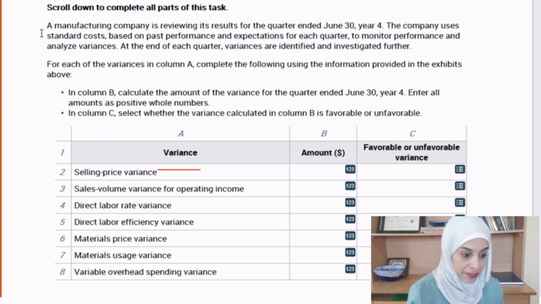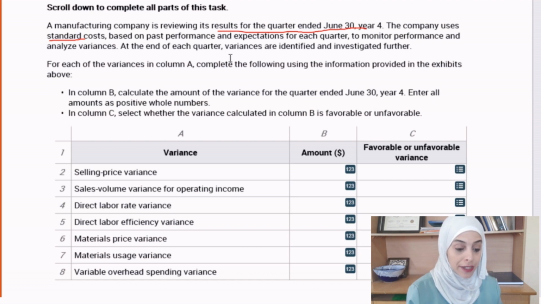A manufacturing company is reviewing its results for the quarter ended June 30, year 4. The company uses standard costs based on past performance and expectations for each quarter to monitor performance and analyze variances. At the end of each quarter, variances are identified and investigated further. For each of the variances in column A, complete the following using the information provided in the exhibits above.